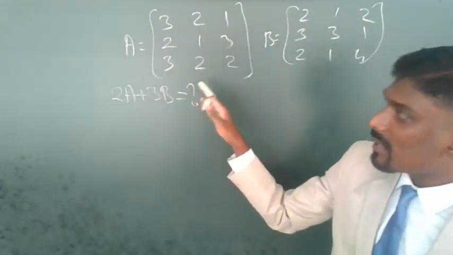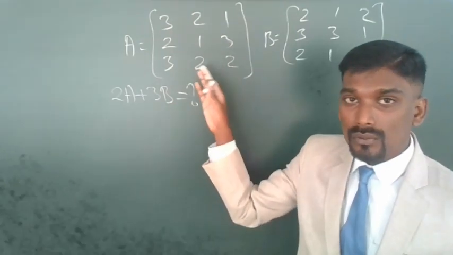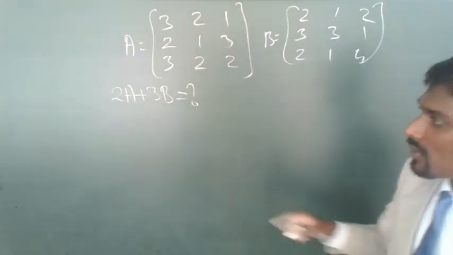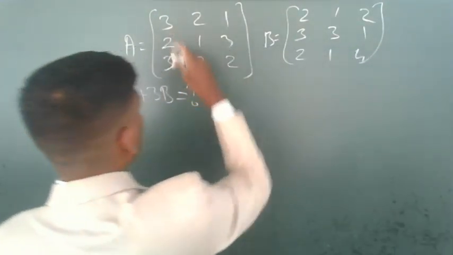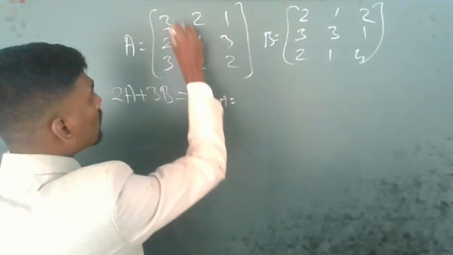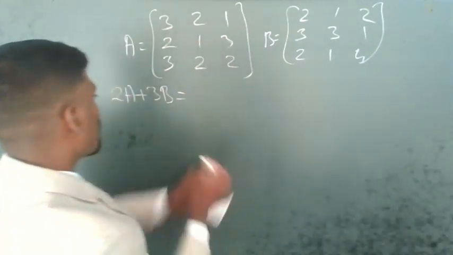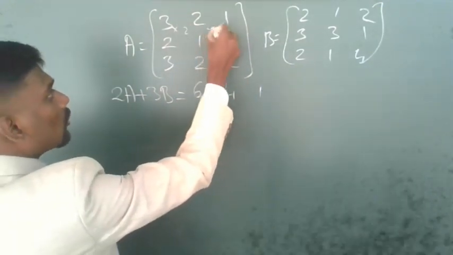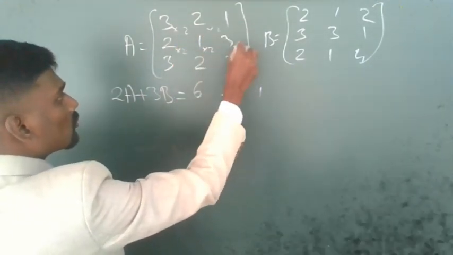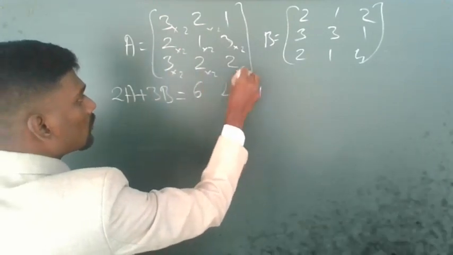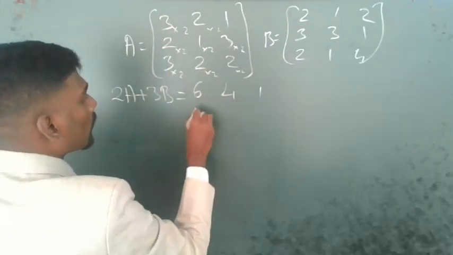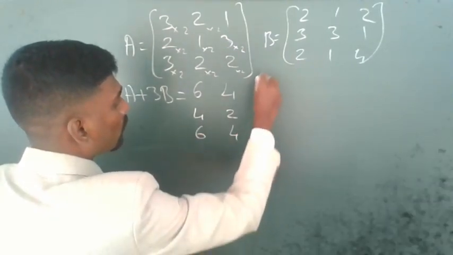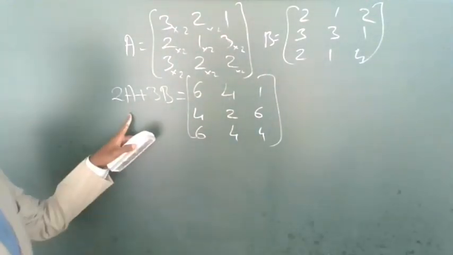Now, the A matrix is a 3 cross 3 matrix, 3 rows and 3 columns. The B matrix also has 3 rows and 3 columns. So now, what is the value of 2a? I'll directly write here. I'm going to multiply 2 to everything. That means 6, 4, 2, 4, 2, 6, then 6, 4, 4. This is the value of 2a.